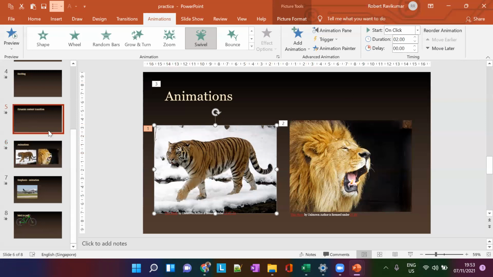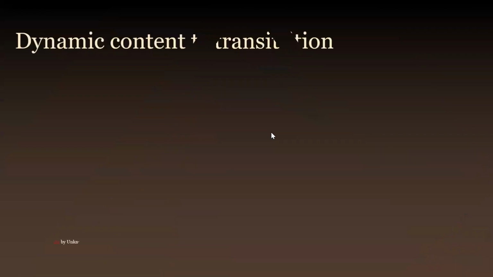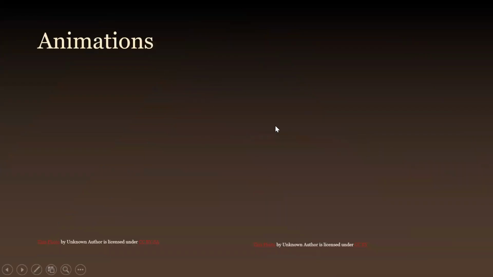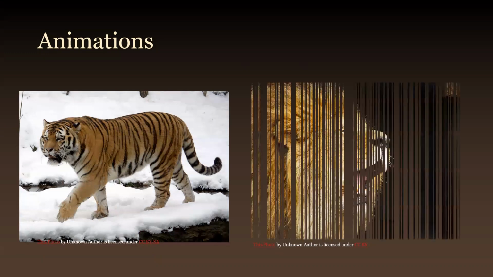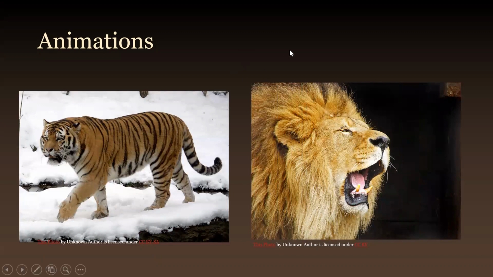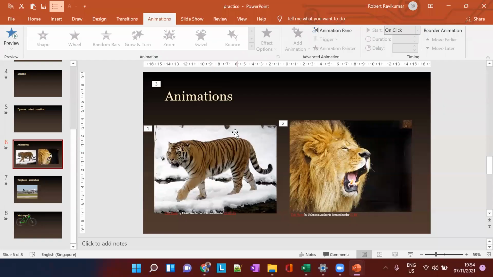Okay, so now if I do the presentation, which one will come first now? Which animation will be applied first? Can someone tell me? Tiger comes first, because tiger is number 1. Okay, very good. Tiger comes first. Second one, lion. Okay, third one, the heading, right? Okay. So this is how it works.